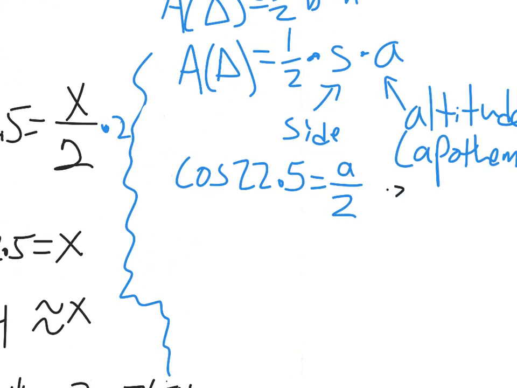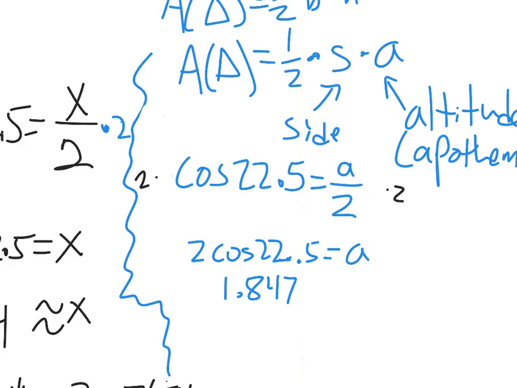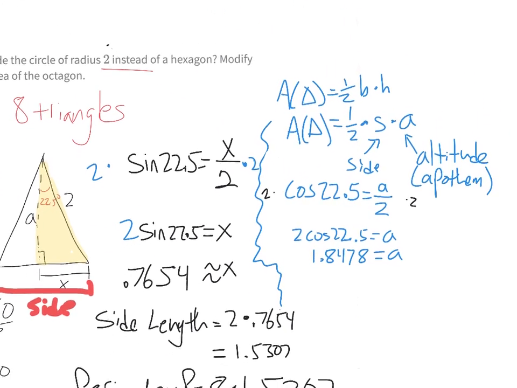We want to multiply by 2 on both sides to get that 2 out of there. And so we have 2 times the cosine of 22.5, and that's going to give us the altitude. So we'll go to our calculator, and we'll say 2 times the cosine of 22.5. And that's going to give us 1.8478. We'll round it off. All right, so there's our altitude.